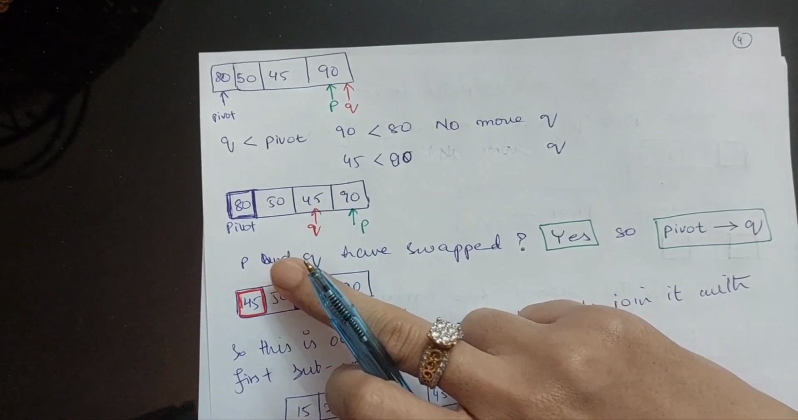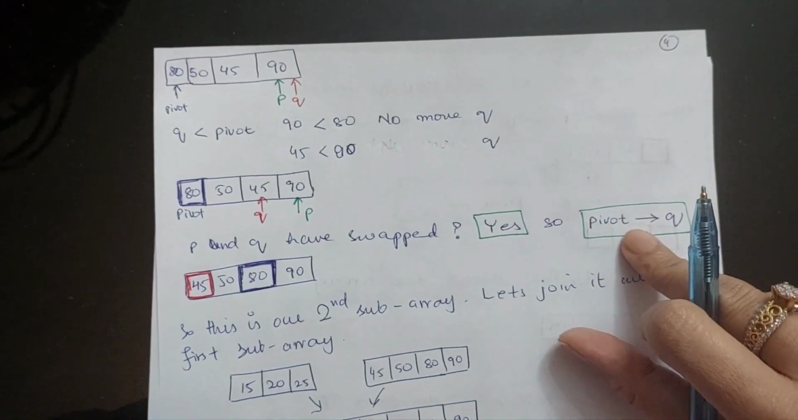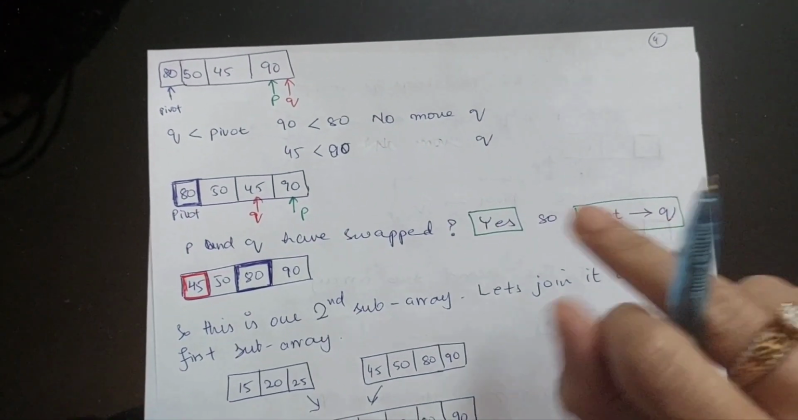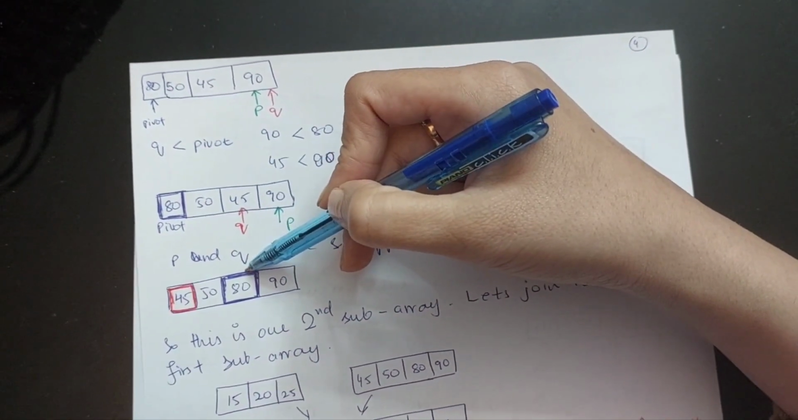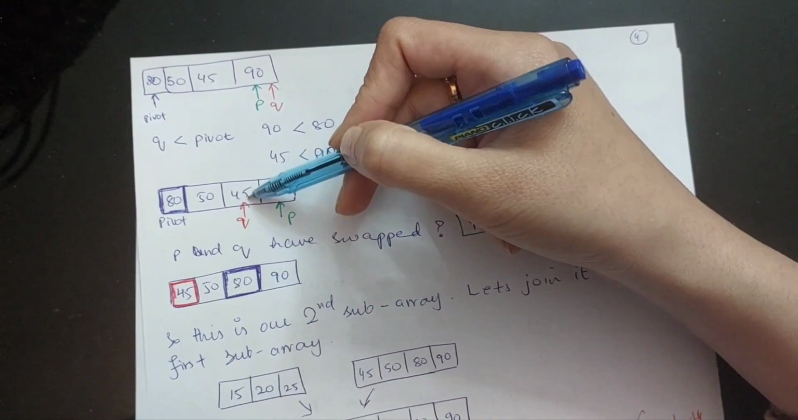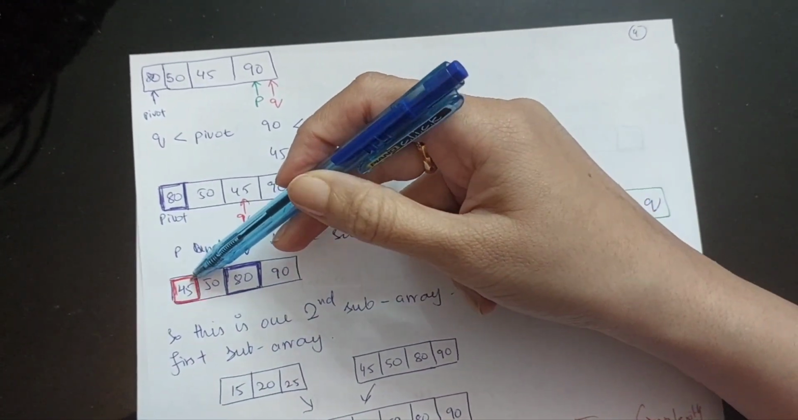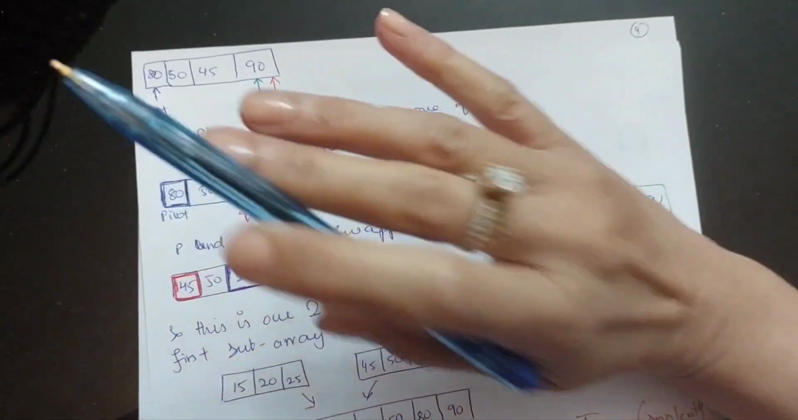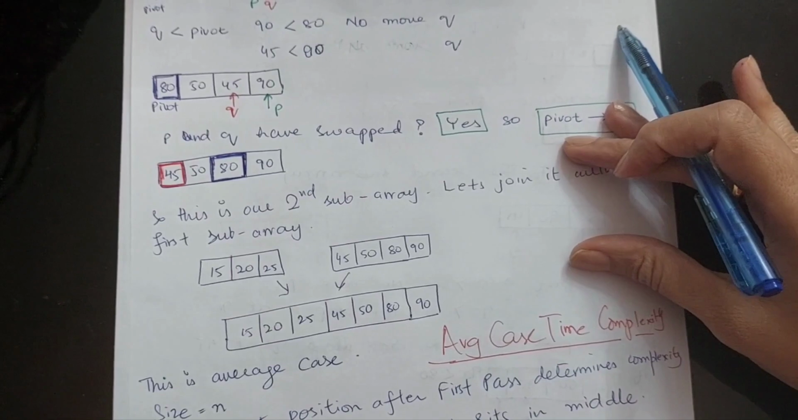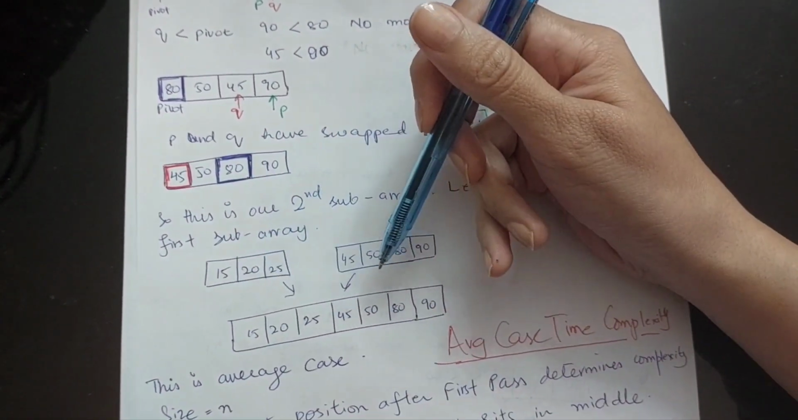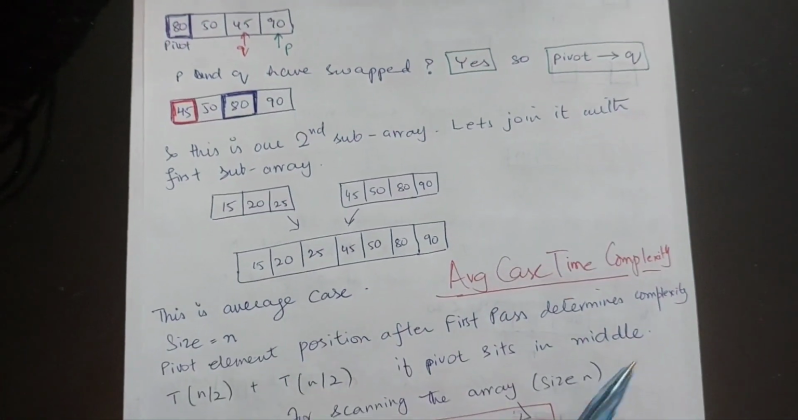So now you check whether P and Q have crossed. Yes, they have crossed. So we will swap the pivot element with Q. So 80 was my pivot element, so it will come onto the location of Q, and Q will go onto the location of pivot. So now if you look at this subarray, you can see that it is in a sorted form. So this is my second subarray. So I'm simply going to join these two subarrays which I have sorted separately into one array.